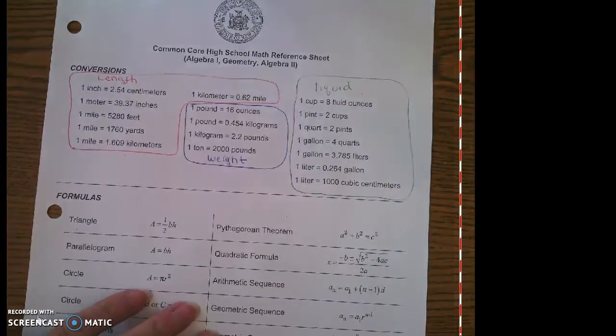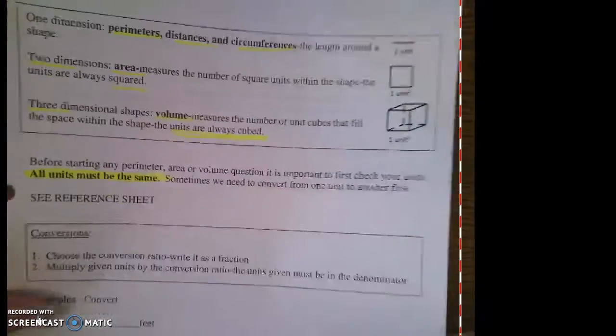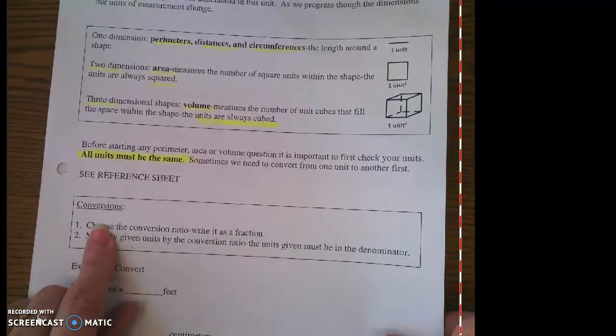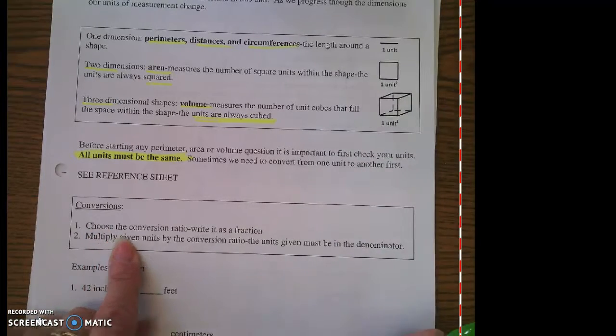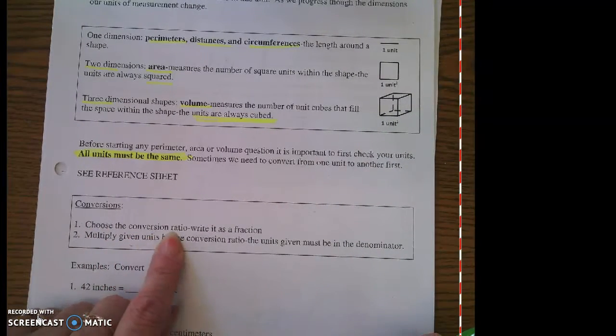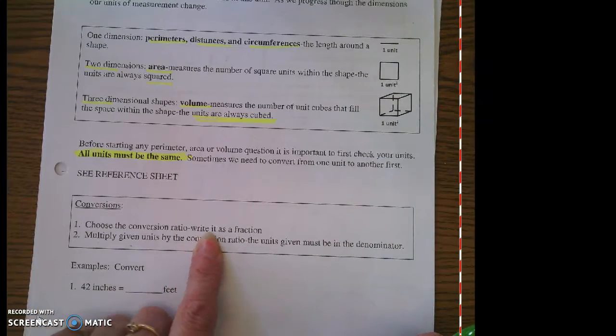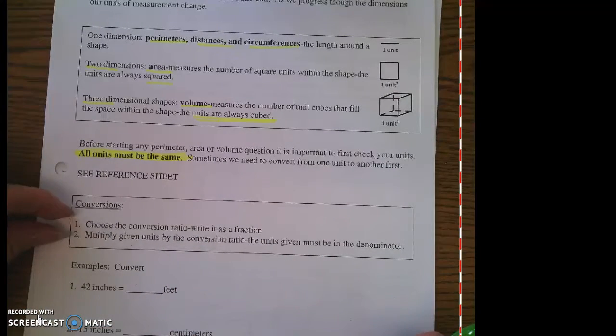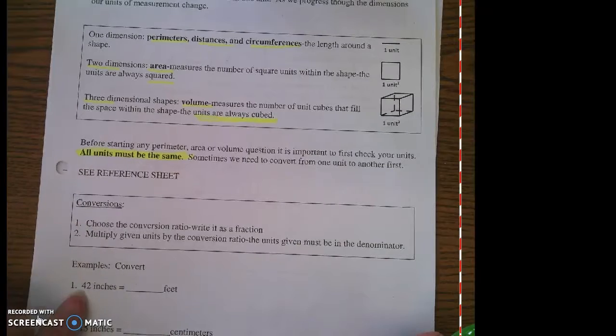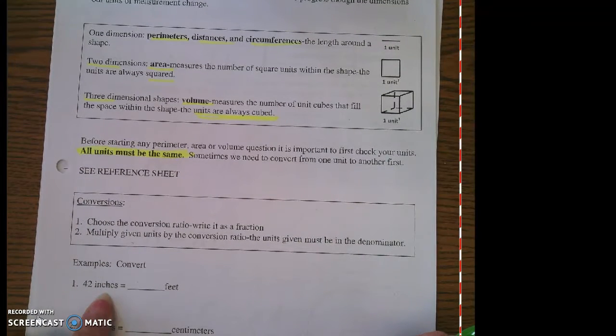All right, so let's go back here to our sheet here. It talks about now conversions. So there's steps. First, you got to choose your conversion ratio and write it as a fraction. So I'm going to refer to these steps as I'm doing this example. We have to convert 42 inches into feet.